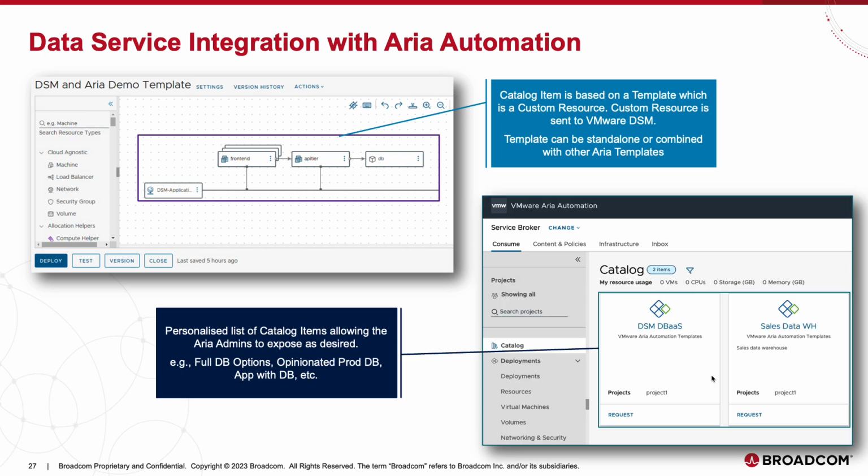ARIA Automation also includes a service broker portal. This is a portal which allows all of the self-service users to request deployments of certain data services. Catalog items can be exposed or restricted to different users or teams of users. These catalog items in the service broker are built on templates, where you define which fields are given to the end users to populate. These populated templates are sent to the custom resource in ARIA Orchestrator, and the custom resource is sent to DSM where it is reconciled.